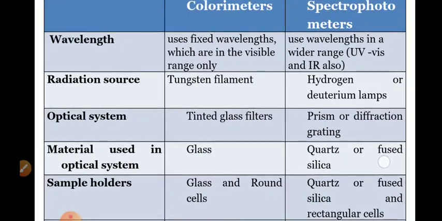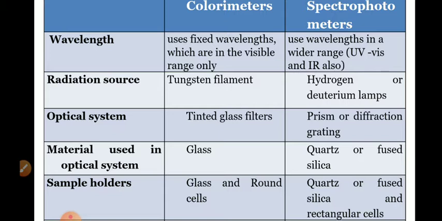If you look at the optical system of a colorimeter, the monochromator consists of tinted glass filters. So glass filters are used in colorimeters as the wavelength selectors or monochromators, whereas in a spectrophotometer, the monochromator consists of a prism or a diffraction grating. The material used for the optical system in a colorimeter is usually glass, whereas in a spectrophotometer, the optical system is made up of quartz or fused silica.